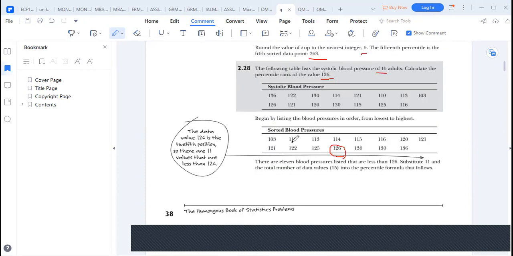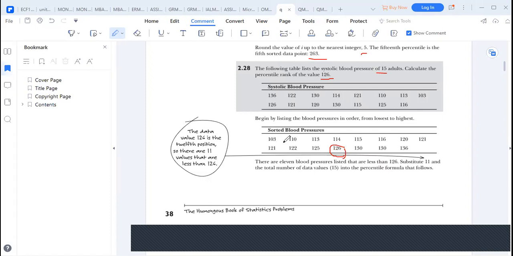So this one here, we're calculating from inside. So we've been given the blood pressure of 15 adults. So we are going to be asked to calculate what percentile does 126 fall under. So the first thing is you rearrange the data in the ascending order. Are we together? Then identify where the 126 is.